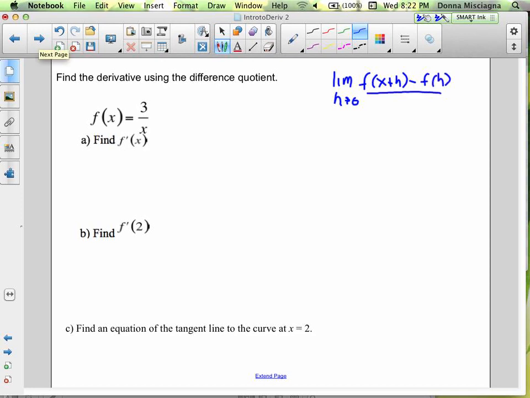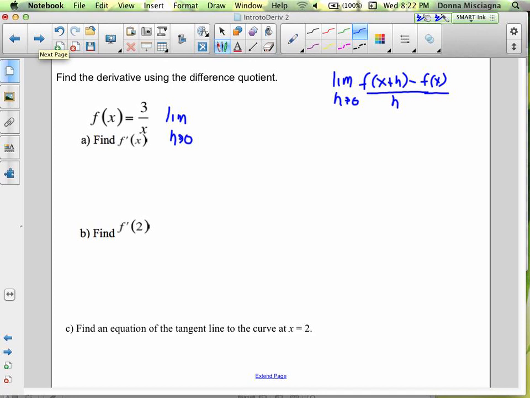Oops. Silly me. I did not mean to make an h there. I meant to write an x. I meant to put an h right there, though. All right, so there's our formula. All right, so we have the limit as h approaches 0 of, and so now I just plug in the x plus h and the x right into my equation that I'm given there.